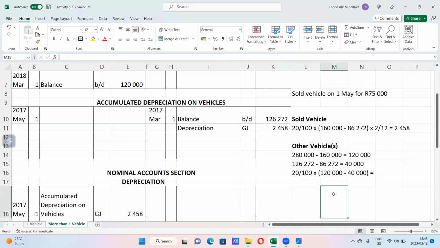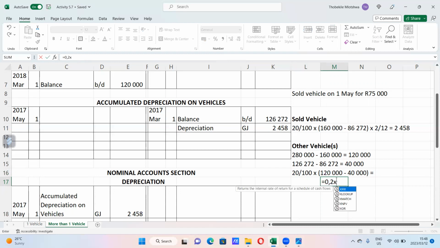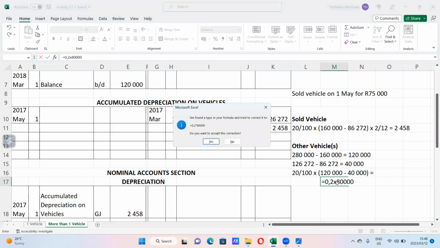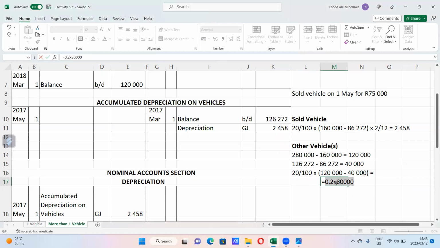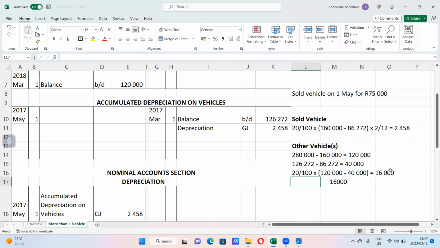My brain is not functioning properly. Let's say equals 0.2 times 80. Okay, what did I do wrong? Oh yeah, I know what I did wrong. I must use the actual multiplication. Yeah. That gives us 16,000. Okay, 16,000. So do you agree then that the depreciation for the rest of the vehicles is 16,000?